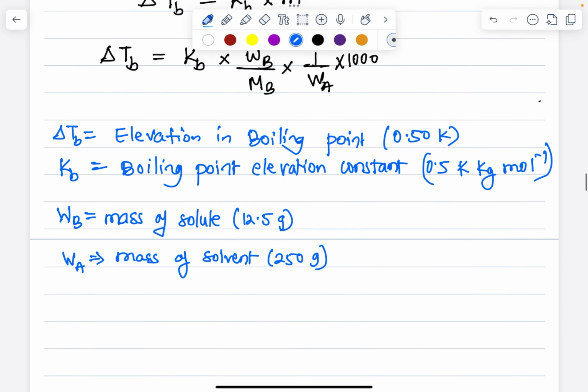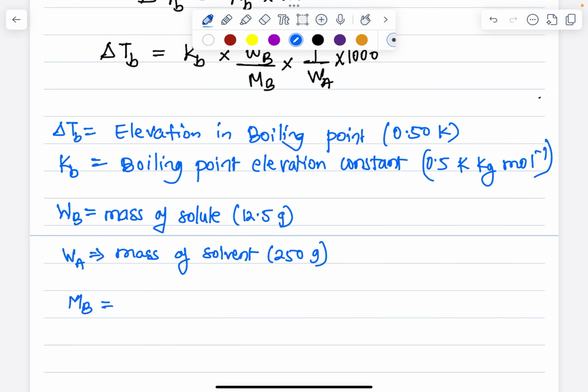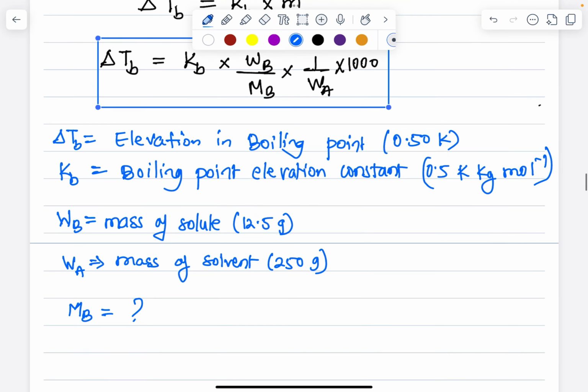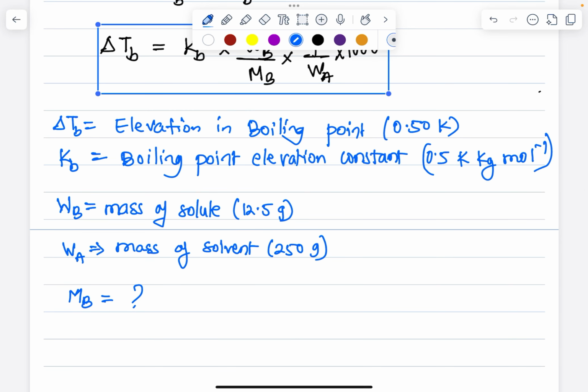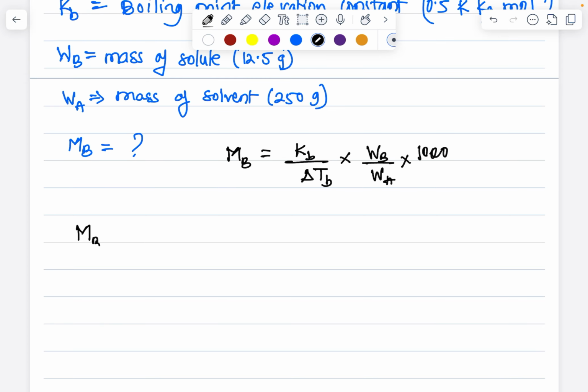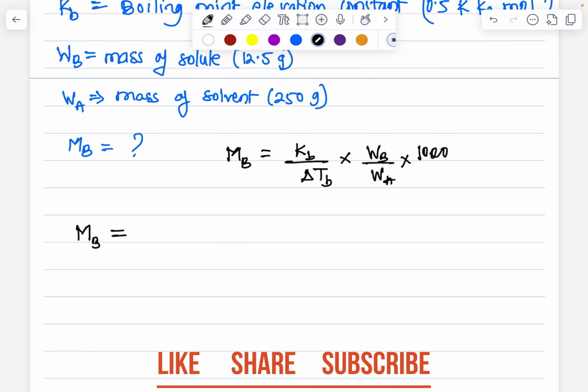What is the thing you need to find? Mb. This is what we need to find. So from this formula, if I rearrange, Mb will be equal to Kb delta Tb over Wb Wa into 1000, right? So just substitute over here. Mb, molar mass of the B, represents solute.